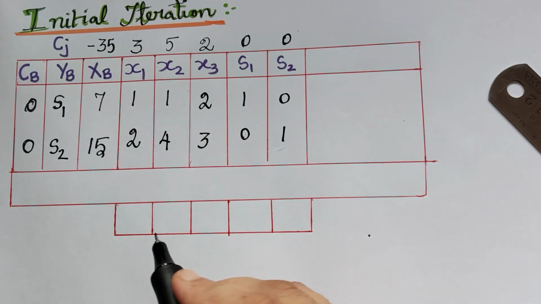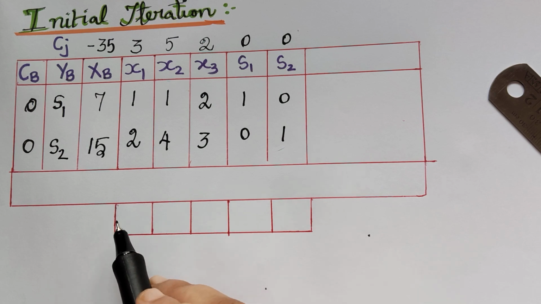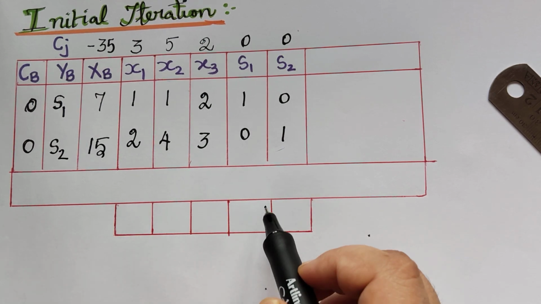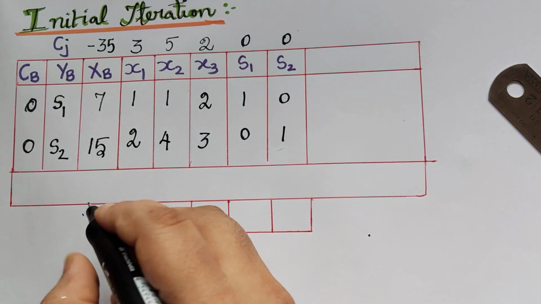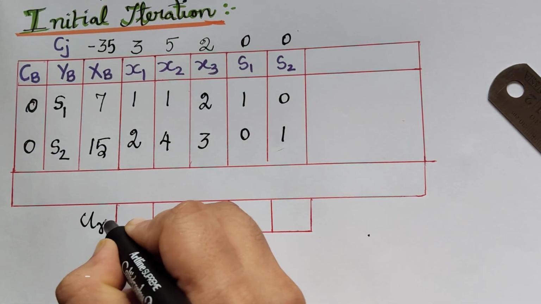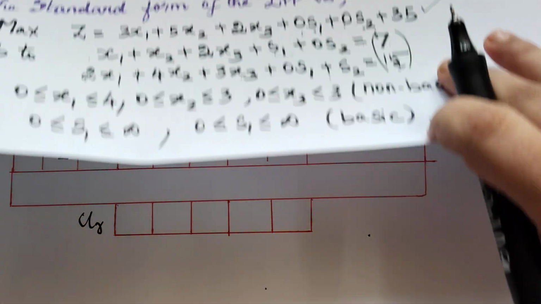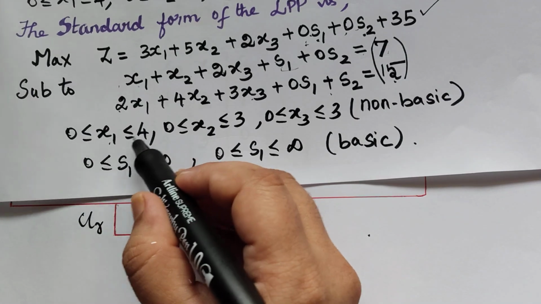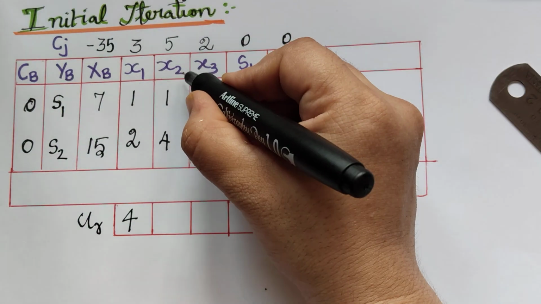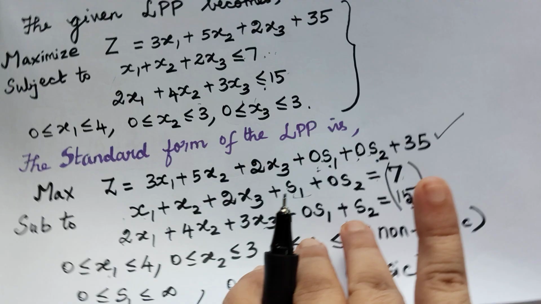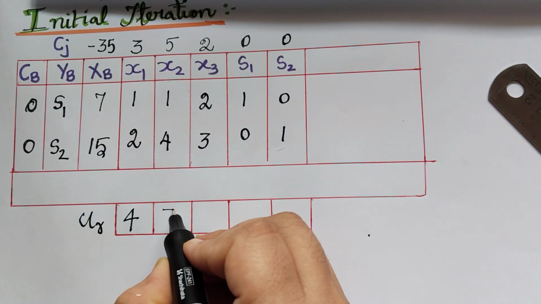Then you can see that I have added a new row over here, and this row represents the upper bound of these variables that we have. It is represented as UR. What is the upper bound for x1 in the given problem? If you see, the upper bound is 4, so we write that correspondingly. What is the upper bound for x2? If you check, it is 3, so we write that here respectively.